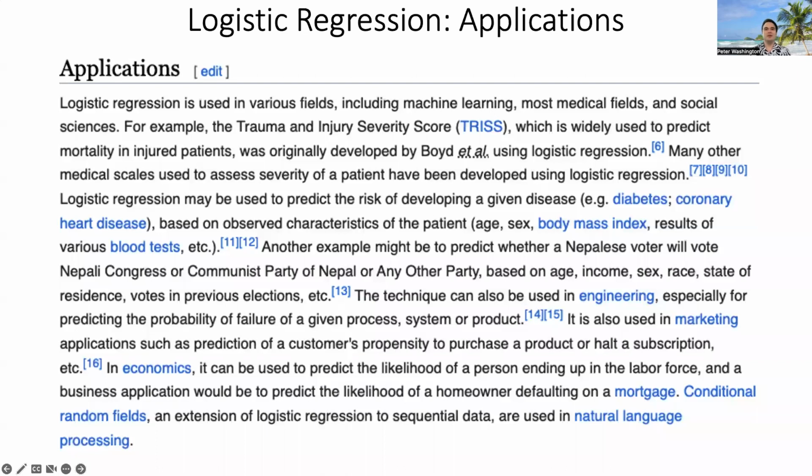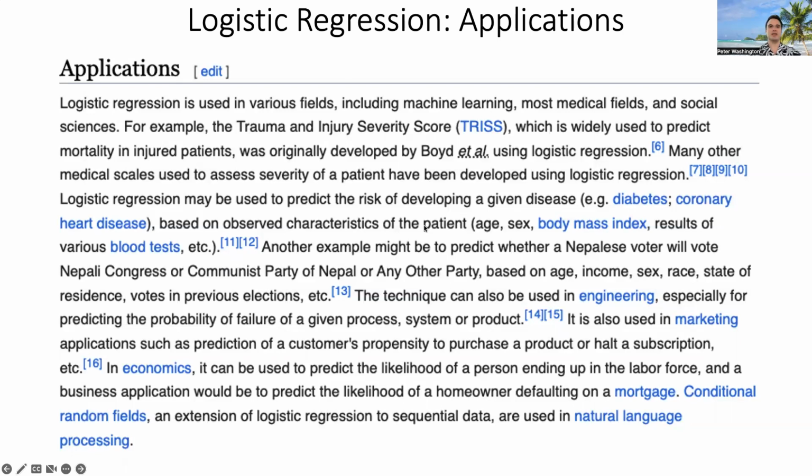And looking through the Wikipedia pages of the specific machine learning models we've learned, it's just interesting to see the applications that they list there. So for logistic regression, for example, the trauma and injury severity score, which is widely used to predict mortality in injured patients, was originally developed using logistic regression. So that's a cool real world health related application. Predict the risk of developing a given disease, diabetes, coronary heart disease, based on characteristics of the patient.